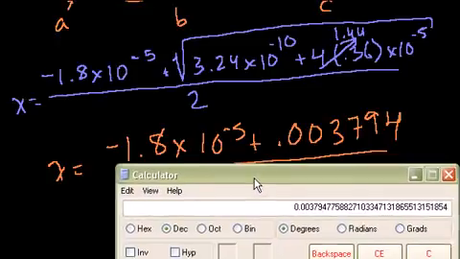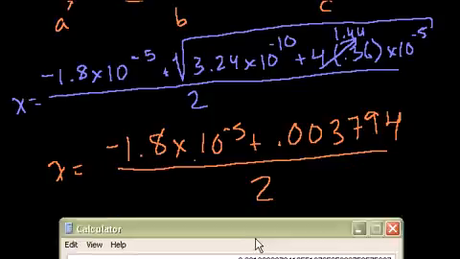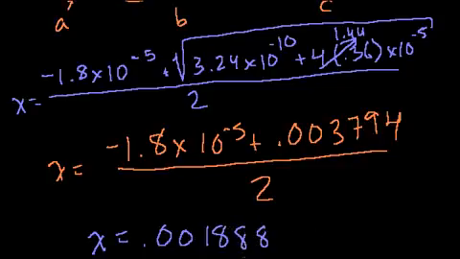Let's do the math. So to that I'm going to subtract 1.8 e negative 5, is equal to that. So this is the whole numerator, and now I need to just divide it by 2. Divided by 2 is equal to 0.001. So x is equal to 0.00188, and it's a 3 and so forth and so on.